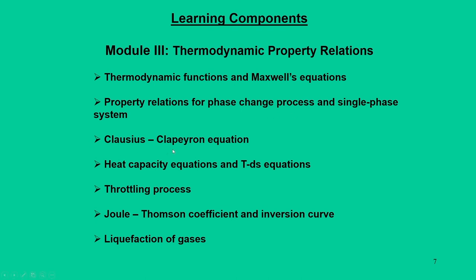One more important application for a phase change process is the Clausius-Clapeyron equation, which is very widely used during a phase change process. This equation helps us in designing the property diagrams of pure substances. Then moving further, we derived the heat capacity equations involving Cp, Cv relations, and these are general relations, which were subsequently simplified for an ideal gas. Then we have TdS equations, and we all know there are two fundamental TdS equations, based on first law and second law analysis.